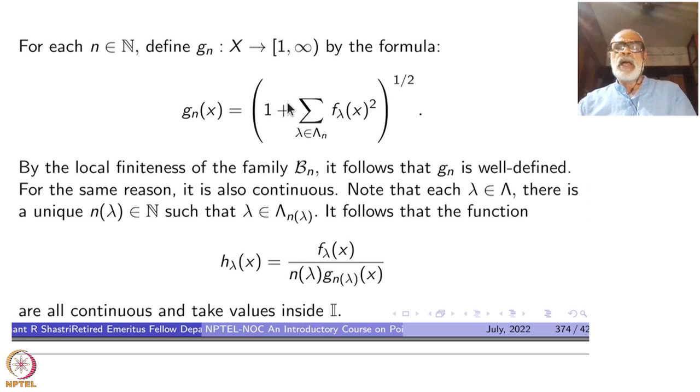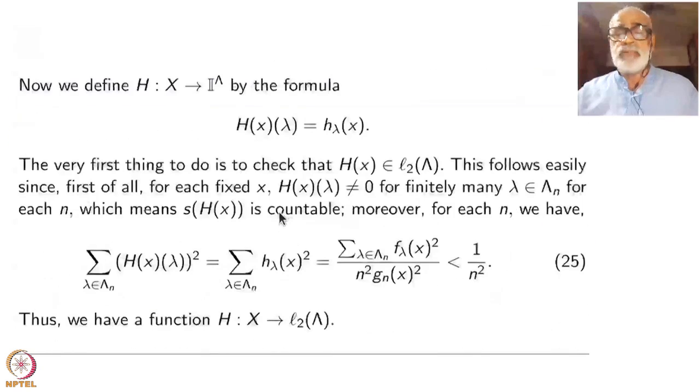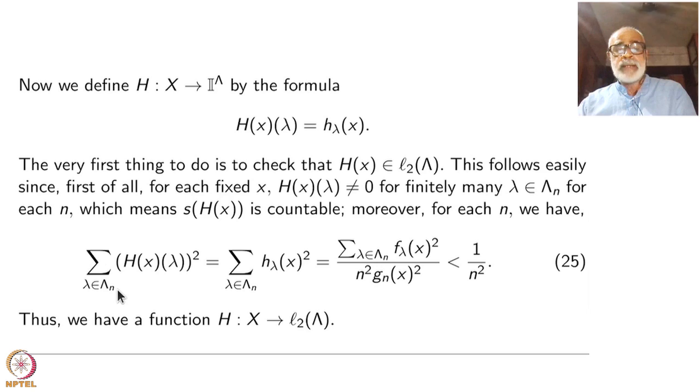Okay, so Gnx is defined like this. I have told you any positive constant would have done the job here. These being inside I is not very crucial, but this numerator divided by this, the whole thing being less than 1 by n lambda, that is important. When you fix lambda inside capital Lambda N, what is n lambda? N lambda is N. So that same N is there, so the whole finite collection is less than 1 by N squared. Now you take the sum over N. That must be convergent, that is convergent, so you are inside L2.